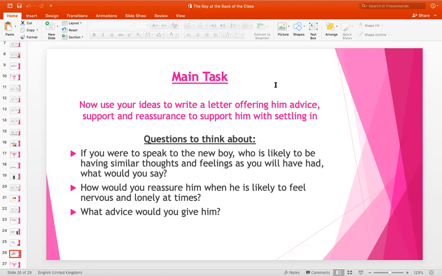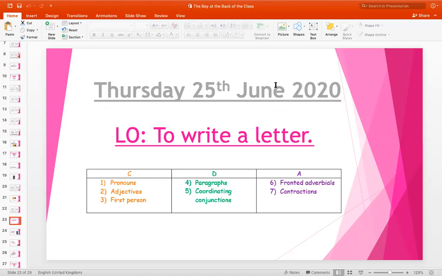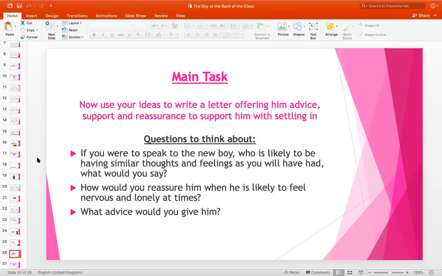When you are writing your letter and planning it, I'd like you to go back to the first slide, which I will do, so you know what you need to include. The CAD is your success criteria for today. This is your main task. You can pause the video and start writing your letter.